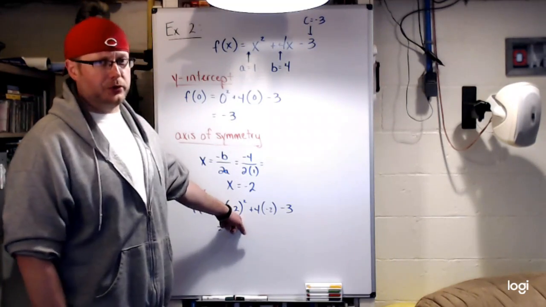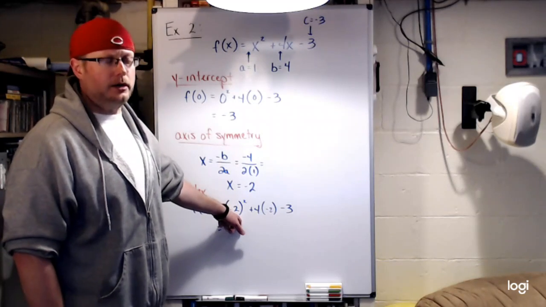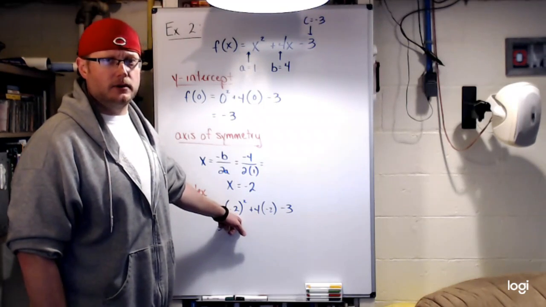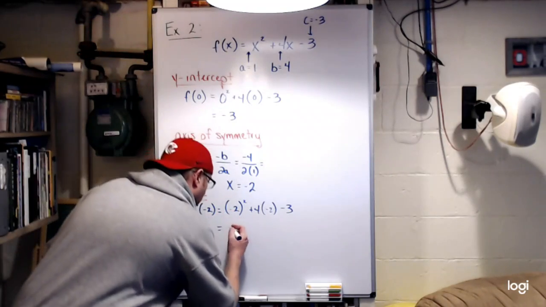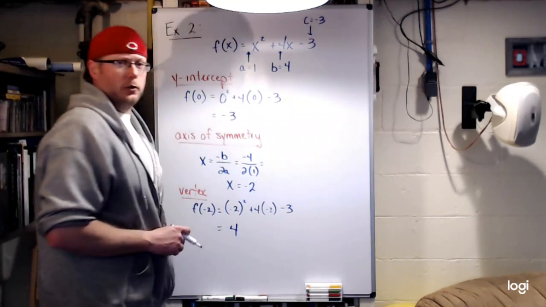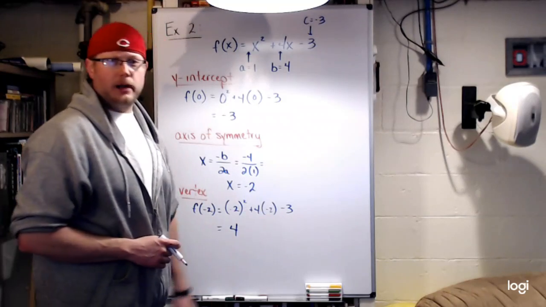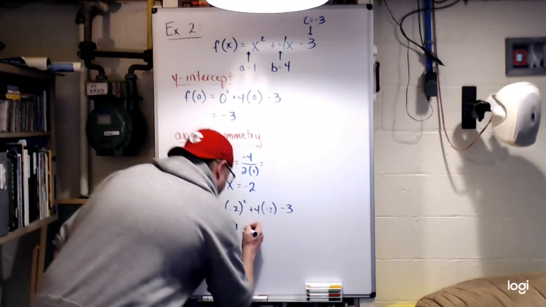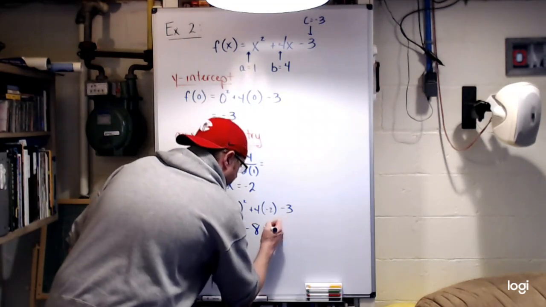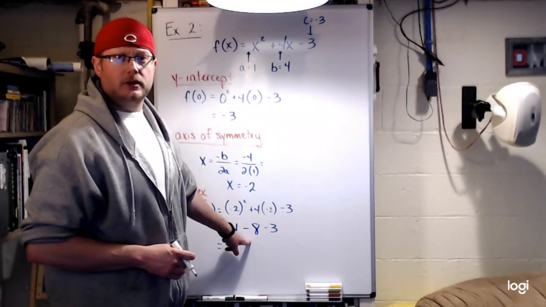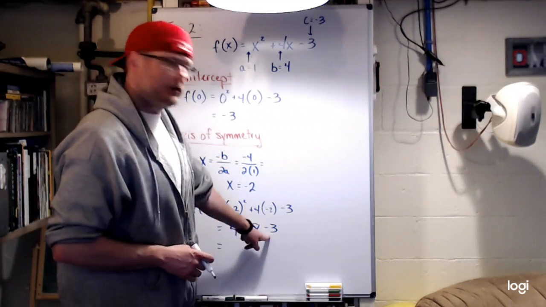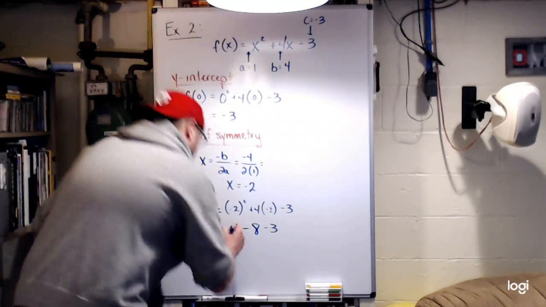Notice how I have the parentheses around this? Plug it into your calculator with those parentheses, okay? So negative 2 squared is going to be 4, positive 4. 4 times negative 2 will be negative 8. Bring down the minus 3. 4 minus 8 is negative 4. Negative 4 take away another 3 is negative 7.